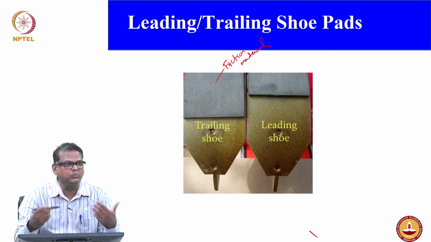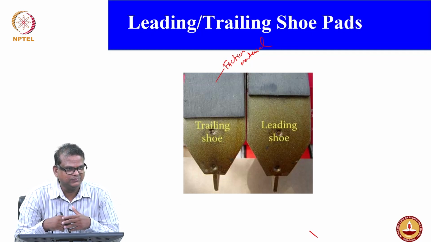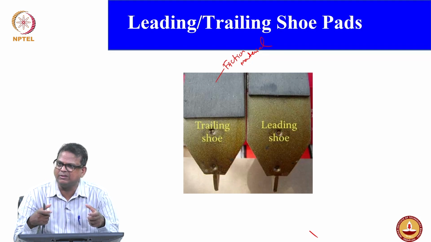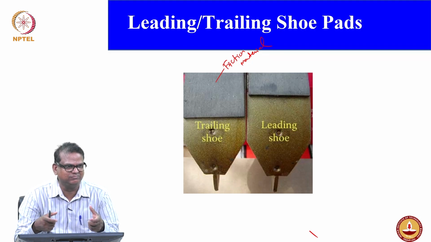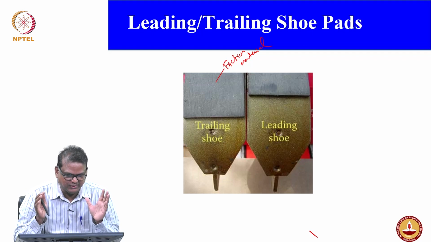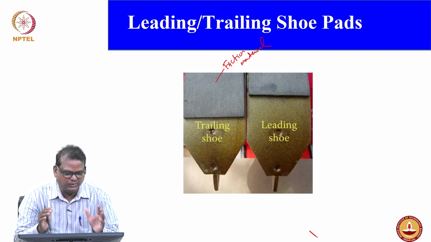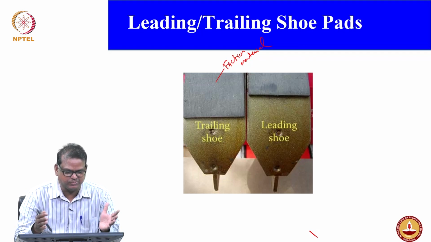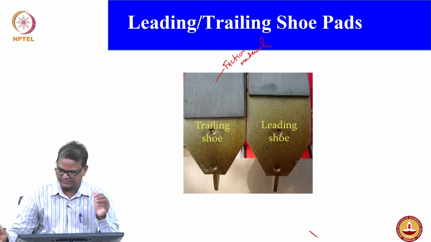But this is based on leading and trailing. How about if you have two leading? Then the size of the brake lining would be equal, and you can't find out the differentiation. This difference can be found only if the brake arrangement is leading and trailing.